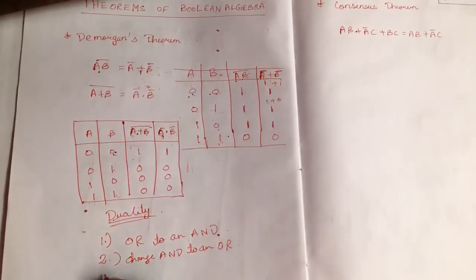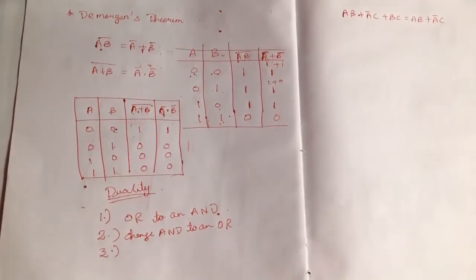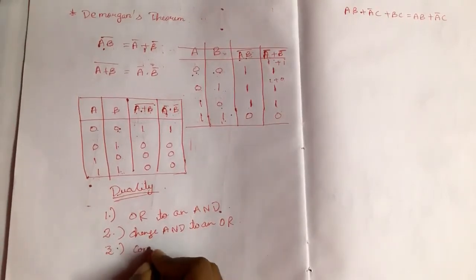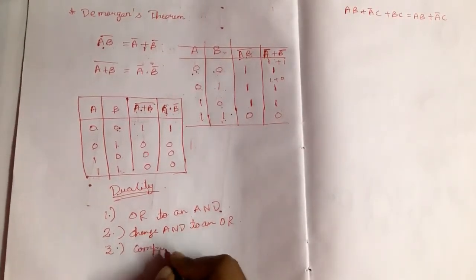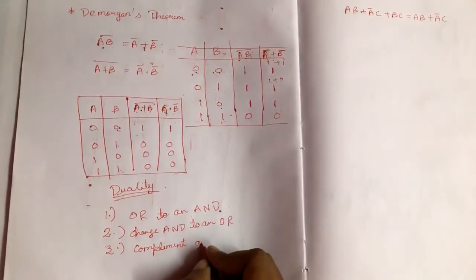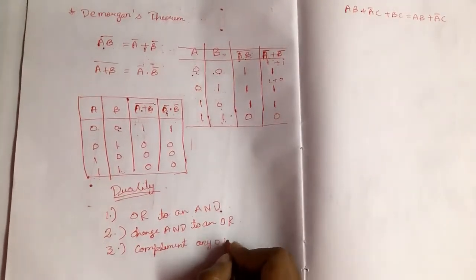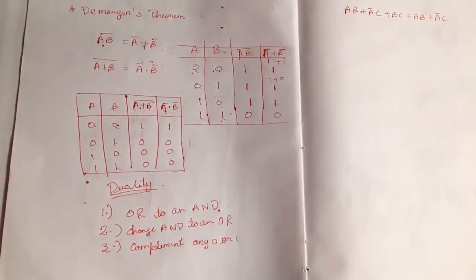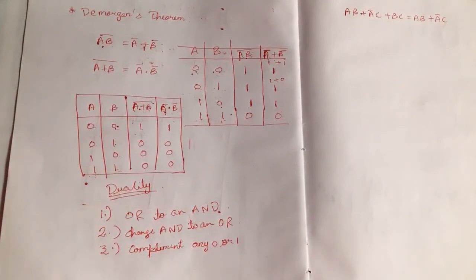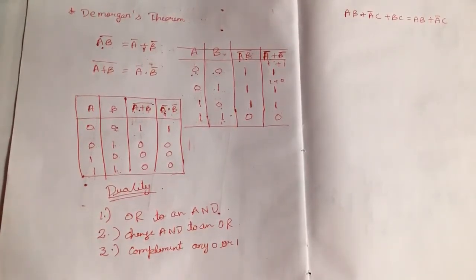And the third condition is that we are going to complement any 0 or 1 appearing in the expression. Suppose we are getting a 0, we will complement that value to 1, and if we are getting a 1, we will complement that 1 to 0. So this is the condition.